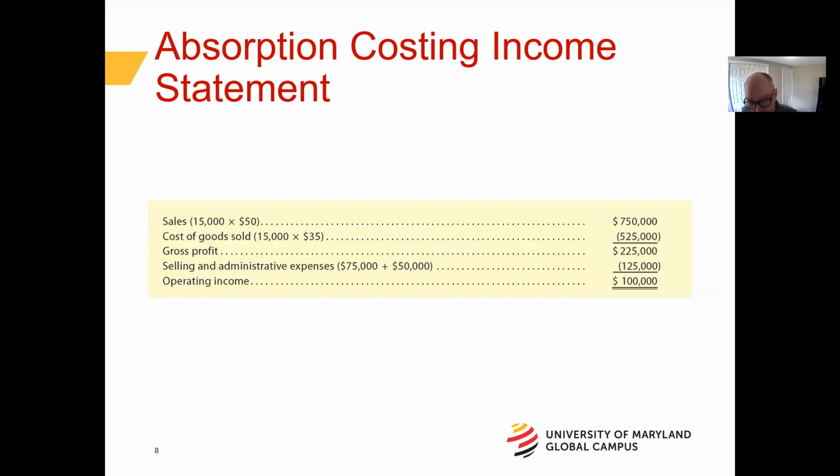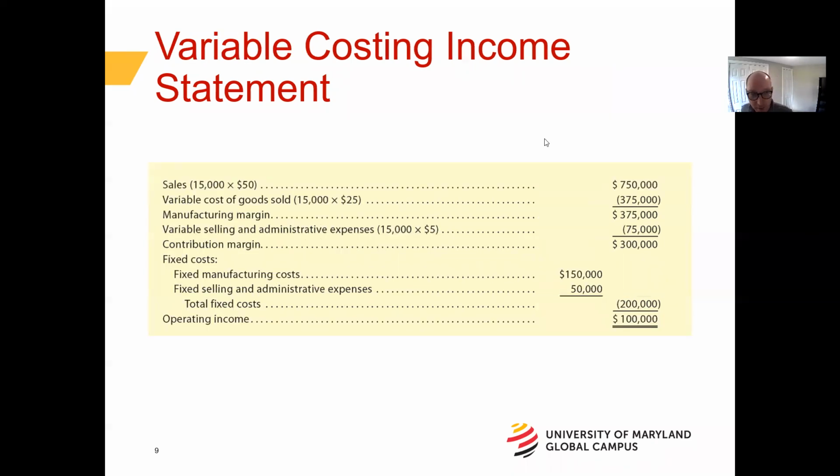Minus selling and administrative expenses. Now remember, we're talking about absorption costing, so we include both fixed and variable components. Selling and administrative expenses, we have 125,000. That's 75,000 variable plus 50,000 fixed. So we take our gross profit, 225,000, minus selling and administrative expenses, 125,000, to get operating income of 100,000. Okay, not bad.